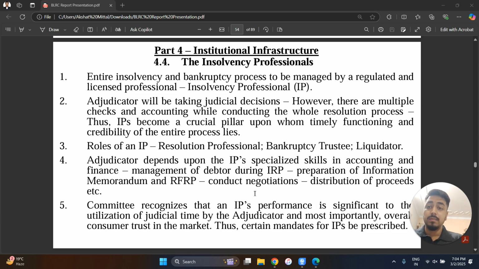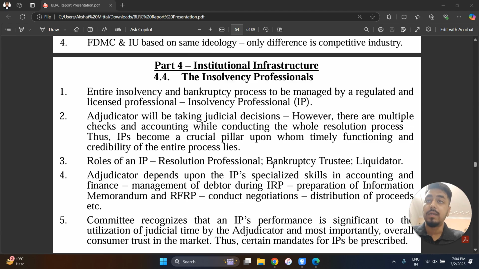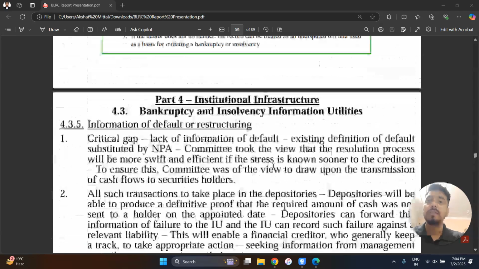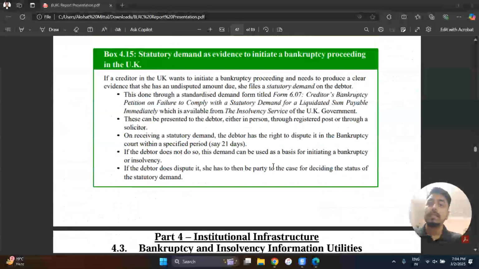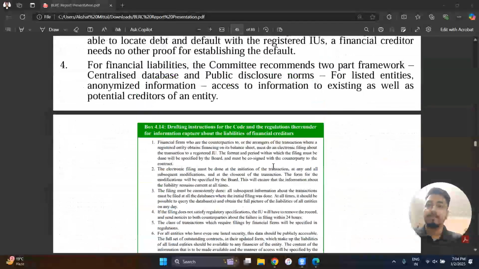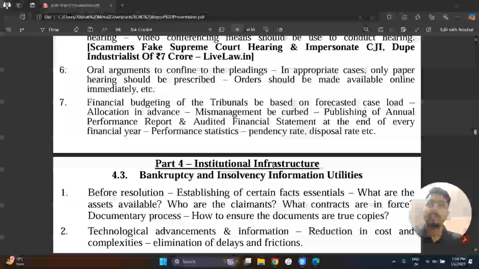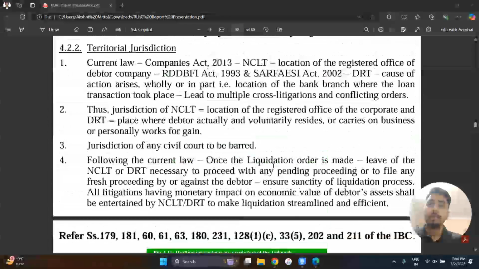But this insolvency professional is not given so much independence, because the committee has observed that these resolution professionals can also be swayed by the creditors to benefit one or the other creditor. So above these insolvency professionals, this committee has proposed to establish an adjudicating authority, which is the NCLT in the case of the Insolvency and Bankruptcy Code, when it is applicable to companies. Now we'll take a look at the adjudicators and what this committee has proposed.